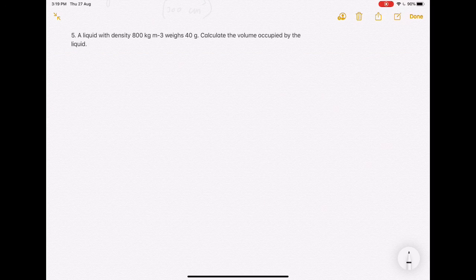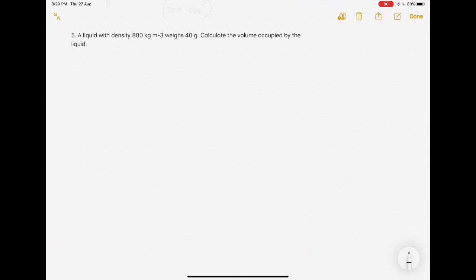In question number 5, a liquid with density 800 kilogram per meter cube weighs 40 gram. Calculate the volume occupied by the liquid. Now again in this question, density is given, mass is given, you have to calculate volume. But if you look at the units given, density is in kilogram per meter cube and the weight is given in grams. So we have to do a unit conversion here.